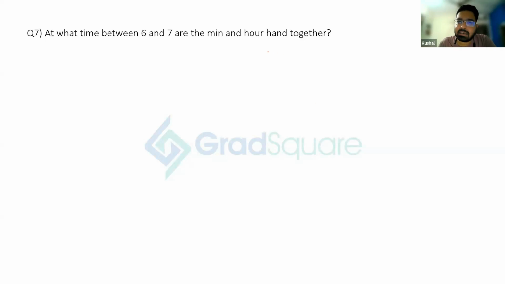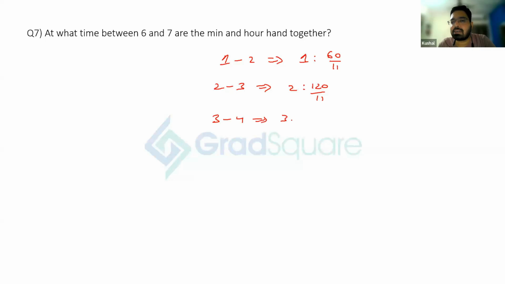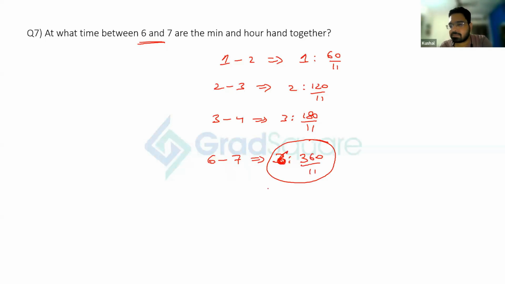Okay. Now understand, between 1 and 2, where did we meet? We said 1 hour 60 by 11 minutes, correct? Between 2 and 3, where did we meet? 2 hours 120 by 11, correct? Between 3 and 4, where did we meet? 3 hours 180 by 11, correct? So now where will we meet between 6 and 7? It will be the sixth multiple, right? So 6 hours 360 by 11 should be the time where we will meet, right? So you can solve this further and you will be able to get down to the answer, 360 by 11 minutes.